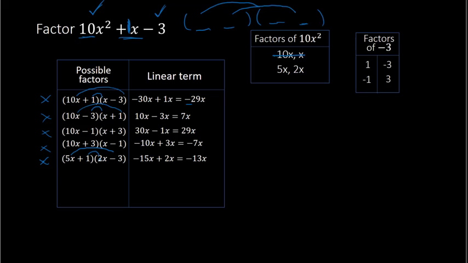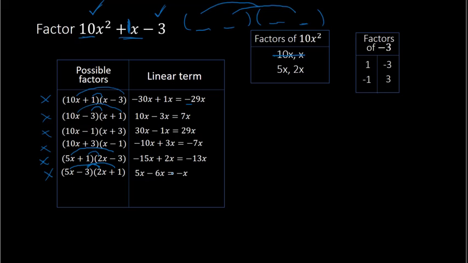So nothing has worked so far. We could try switching the 3 and the 1. So put the 3 over with the 5x and the 1 with the 2x. So trying that, we can check the inner and outer. We get negative 3 times 2x, which is negative 6x, and then 5x times 1 is 5x. So negative 6x plus 5x would be negative 1x, which is very close, but it's a negative, not a positive. So this one does not work.